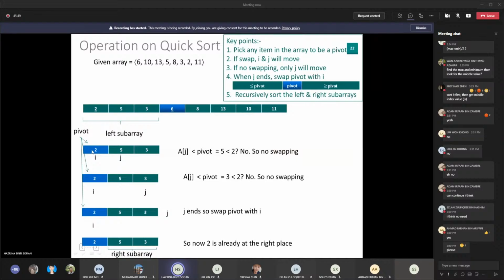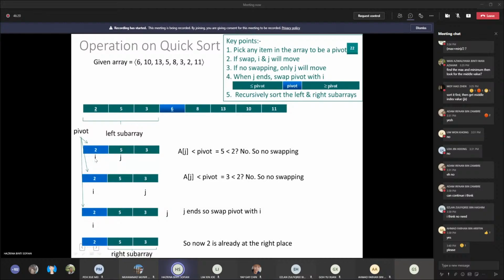It's not necessary to choose the leftmost. You can choose in the middle, you can choose here. But in this example I choose 2. Right now we do the exact same thing. I'm just going to explain the left subarray. The right subarray is also the same thing. So I choose 2 as the pivot.